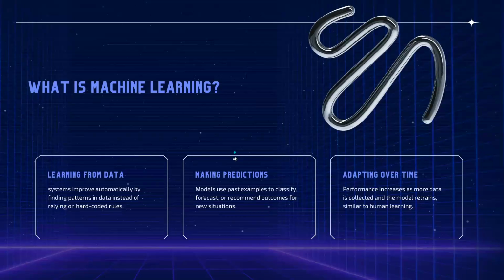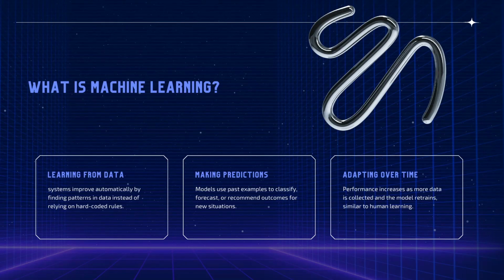All right. So what is machine learning? Machine learning, or ML, is a branch of artificial intelligence that allows computers to learn automatically by finding patterns in data instead of following step-by-step instructions. Instead of telling a computer exactly what to do, we give it examples. Lots of data. And it figures out the relationships on its own.